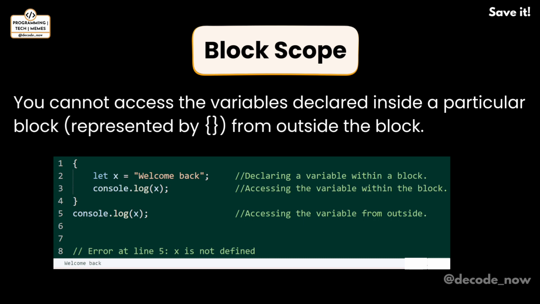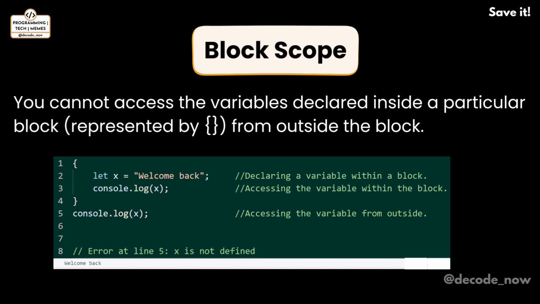The variable x is declared using the let keyword and assigned the value welcome back. It is important to note that variables declared with let have block scope, meaning they are only accessible within the block in which they are defined. The console.log x statement inside the block outputs the value of x, which is welcome back. This means that when this code is executed, the output will be welcome back.